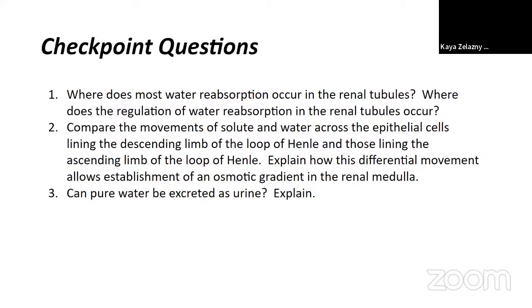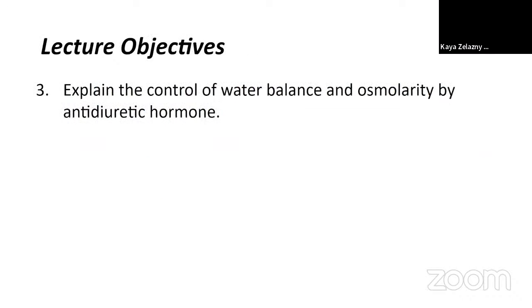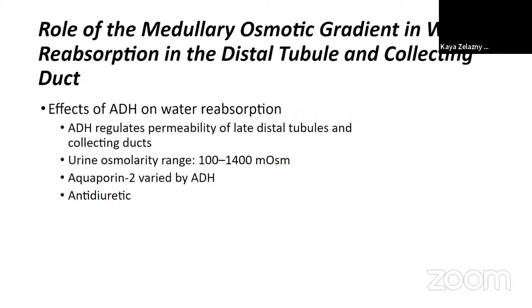These are just some questions for later. So now we're going to take a zoomed in look at that antidiuretic hormone. Okay. The antidiuretic hormone, ADH, is controlling the water reabsorption because it's controlling the permeability of those two regions we were just looking at, the late distal tubule and the collecting duct.